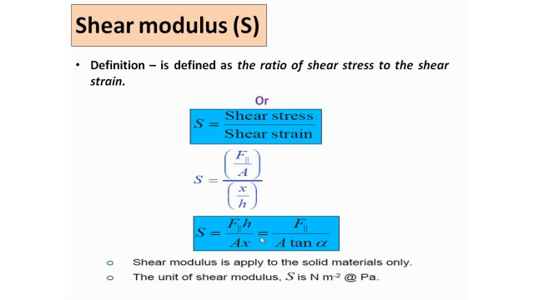Here you see h by x can be defined as tan alpha. Hope you remember what we discussed in the previous class. Thus S can be written as F by A tan alpha. The shear modulus applies to solid materials only. You should remember the shear modulus is always applied to solid materials, and the unit of the shear modulus is Newton per meter square. Clear?